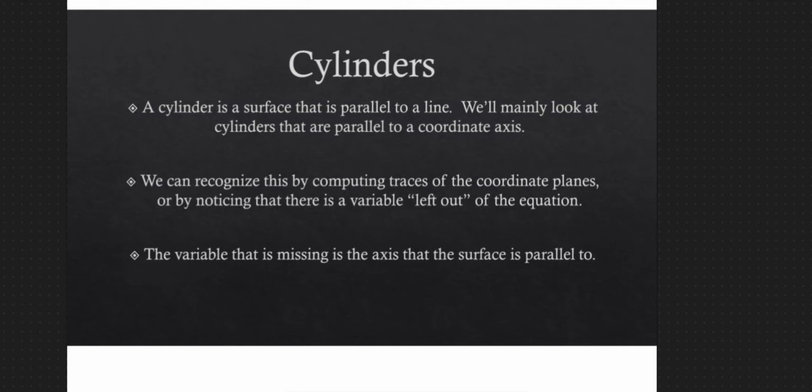Hello and welcome back. In this video, we are working through another example of graphing a cylinder. At the end of the last video, I mentioned the definition of what a cylinder is, any surface that is parallel to a line, and I mentioned in this class, we're just going to be looking at cylinders that are parallel to a coordinate axis.